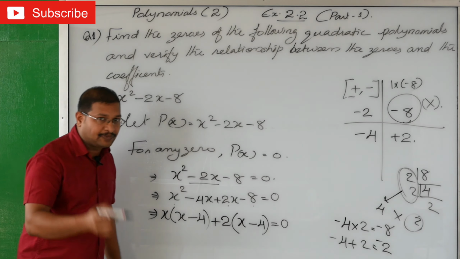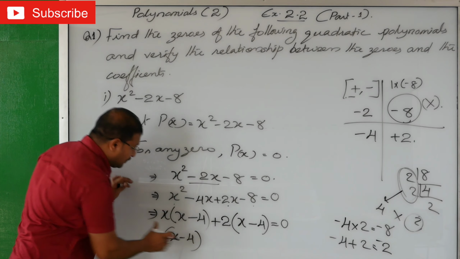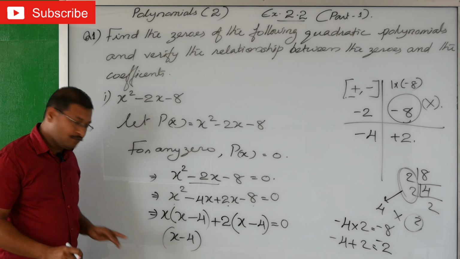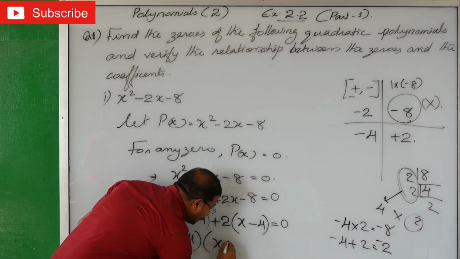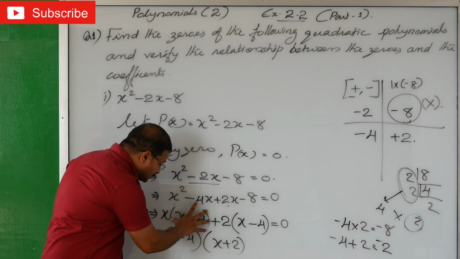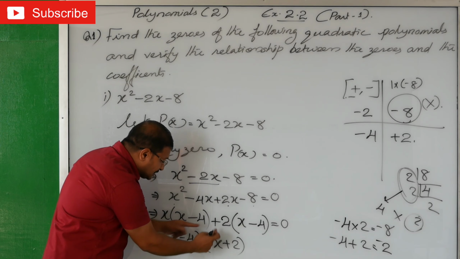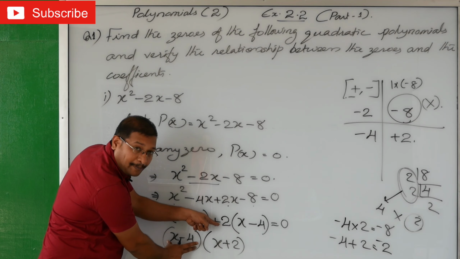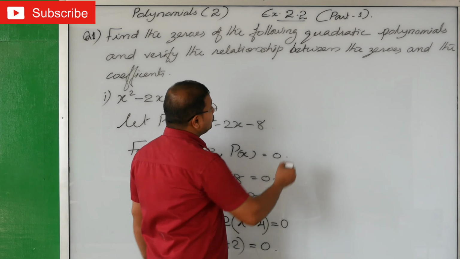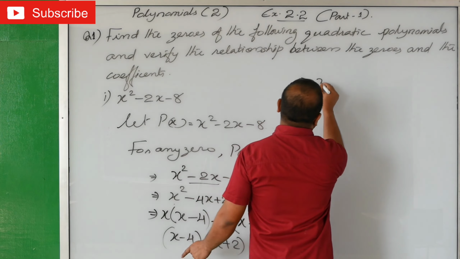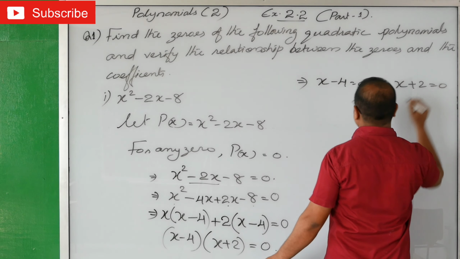Now see, the brackets are the same, so that will be common. That means x minus 4 into, here I am taking x minus 4 as common. What is the balance here? X plus, what is the balance here? 2. That means x plus 2. If I take x minus 4 common, the balance is x plus 2 equal to 0. This implies x minus 4 equals 0 or x plus 2 equals 0.